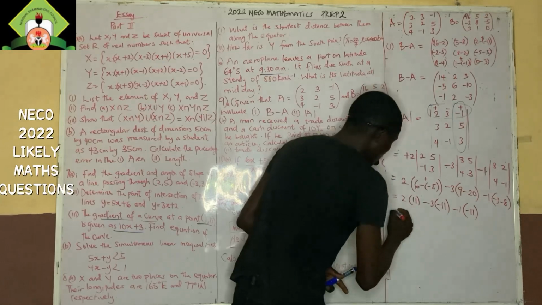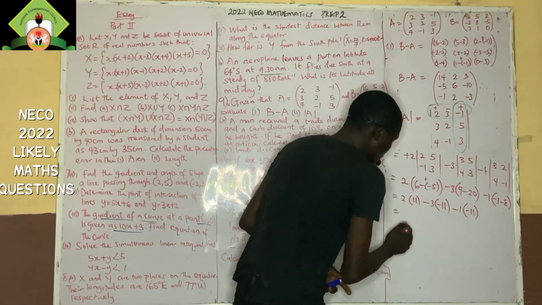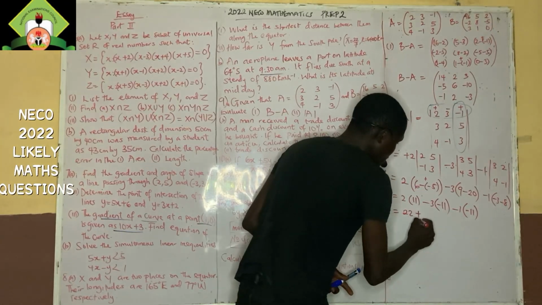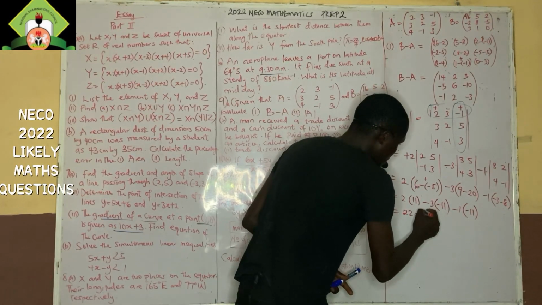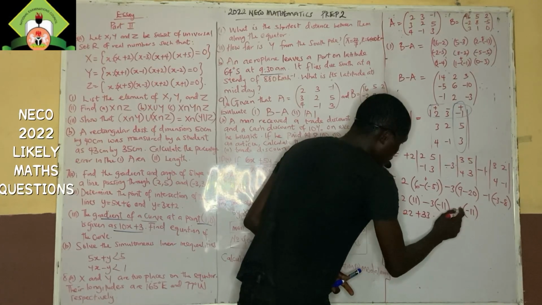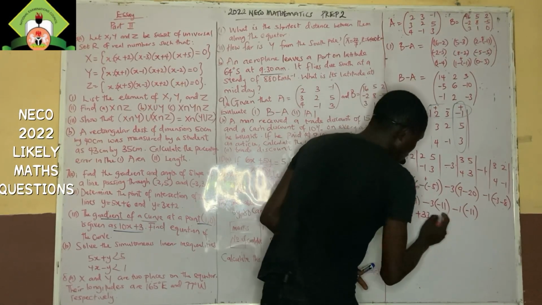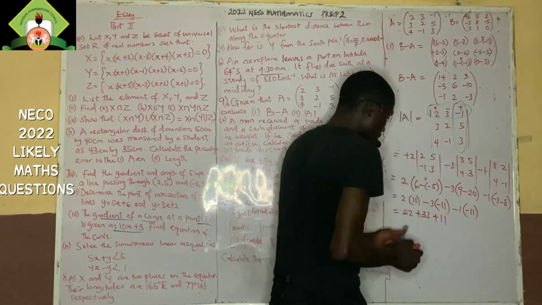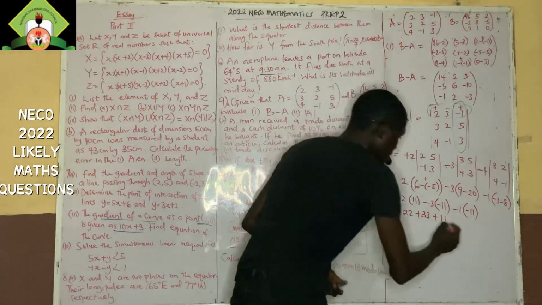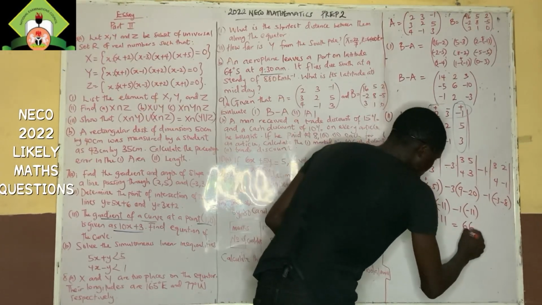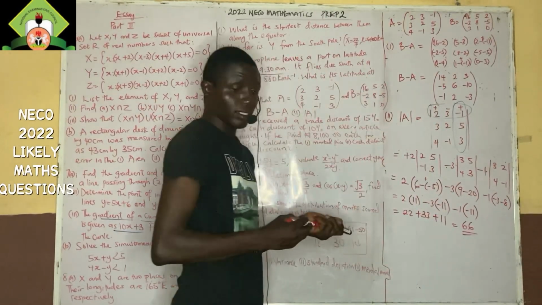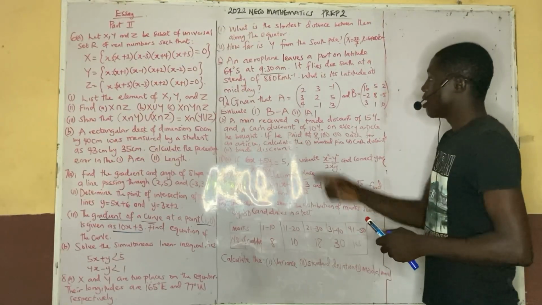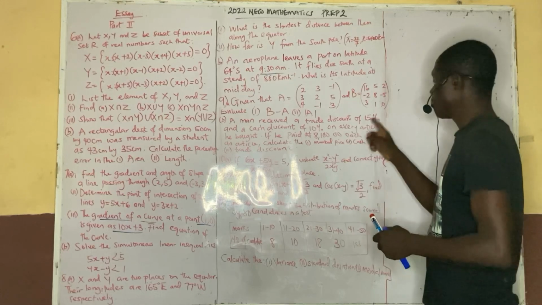So we have what? 2 times this is 22. Minus 3 times this is what? Plus 33. Now minus 1 times minus 11 will give you plus 11. So when we add this together, it will give you what? 66. Everything will give you 66. The final answer is what? 66. So that's that.